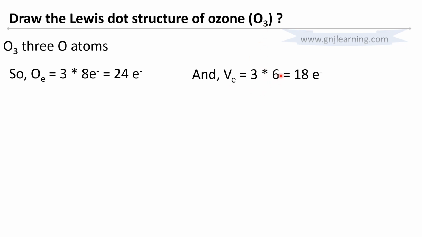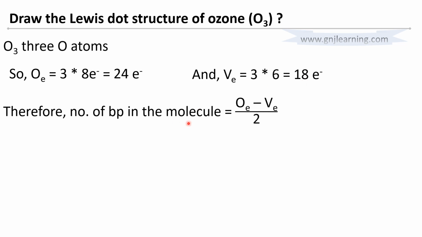So each oxygen has 6 electrons, so 3 into 6 will give 18 electrons. What is required is 24, and what I have is 18 electrons, which means that there is a shortage of 6 electrons. So these 6 electrons will be shared, and 6 electrons will make 3 bond pairs. So how to calculate the bond pair?